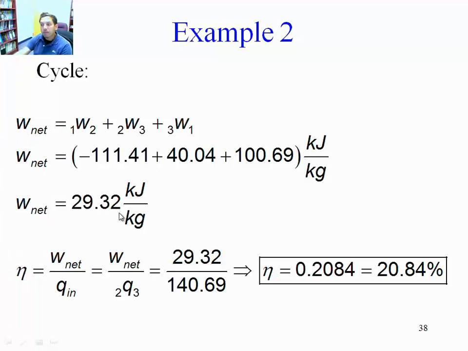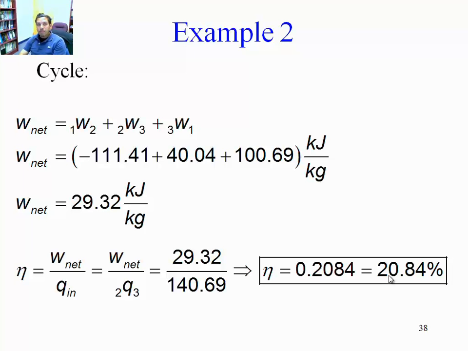So this power cycle involves burning fuel in order to heat in 140.69 kilojoules for every kilogram of air. That's Q in, in the process from 2 to 3. And it produces 29.32 kilojoules for every kilogram of air at every cycle. So the efficiency is 0.2084, or only 20.84%. That means that we're only taking advantage of 20% of the energy that we put in the form of heat and transforming it into work. It's not a very efficient cycle, but it is what it is.